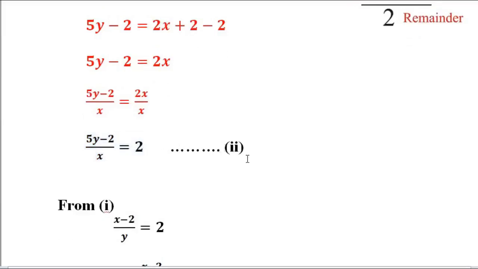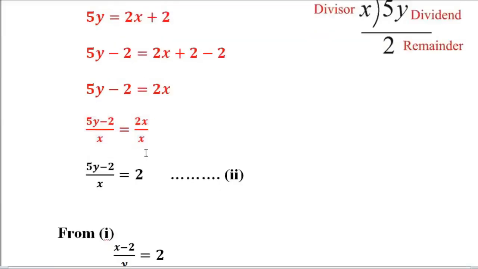I'll name this equation as equation 2. Equation 2 shows the second condition of the question, which states that if 5 times the smaller number is divided by the larger number, both the quotient and the remainder are equal to 2. Now that we have arranged both conditions of the question in the form of a system of linear equations, you can solve this system by the elimination method or the substitution method.